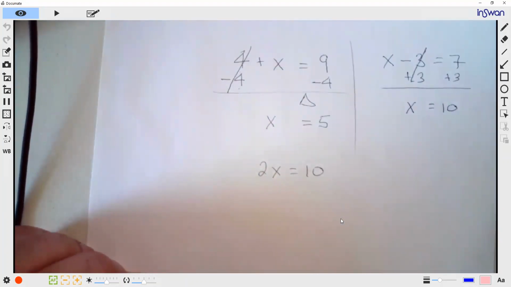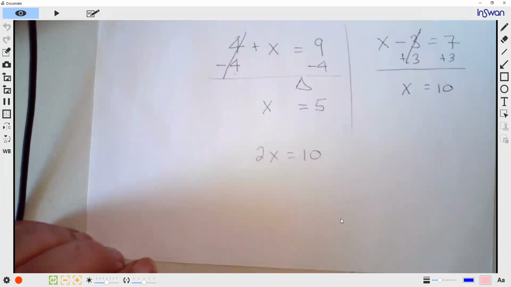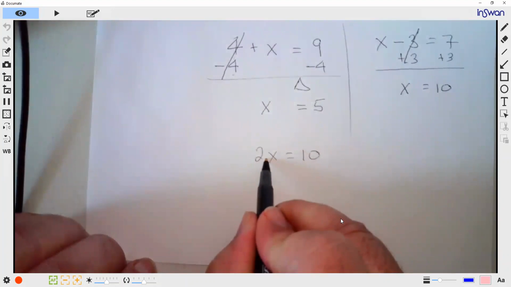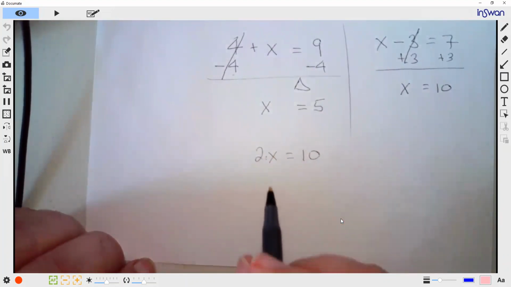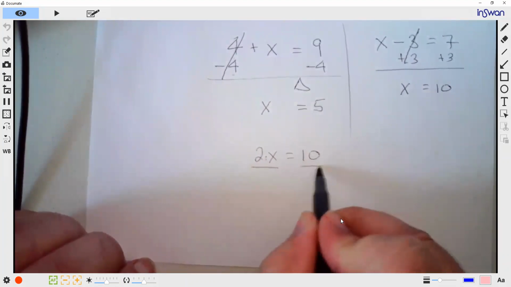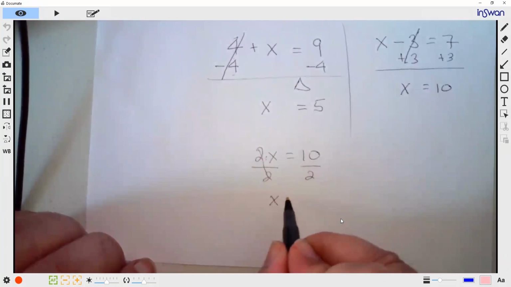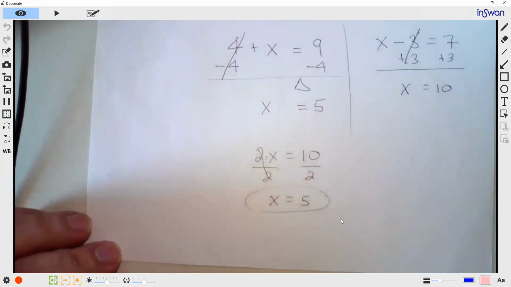Let's see if you get that. Did you have to divide? Yes, because that's multiplied. So we do the opposite, which is divide. Divide by what? 2. Yep, divide both sides by 2. 3x equals 5. There's your answer. So far, so good? Yes.